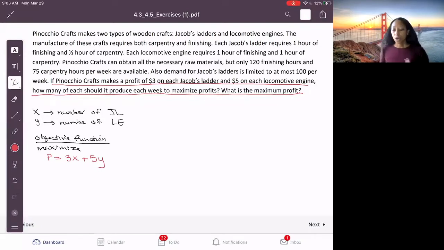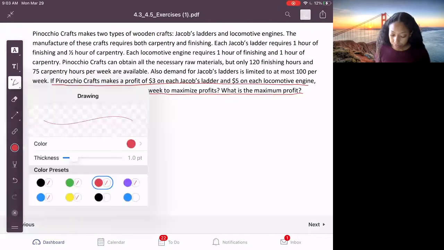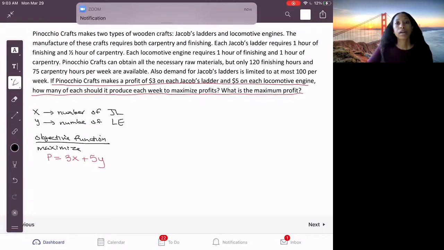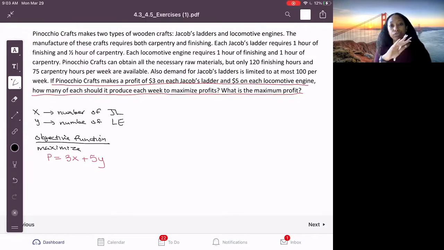Now for the fun part, what constraints do we have? We are told that we have constraints on our finishing hours and our carpentry hours. Remember, I said you guys can determine how you want to organize this data. Some of you may find it easy to just read through this paragraph and highlight the important information. Some of you may need to organize it in a table. We'll do both. So we're given information about the Jacob's ladder and the locomotive engine, I'll make a little table.